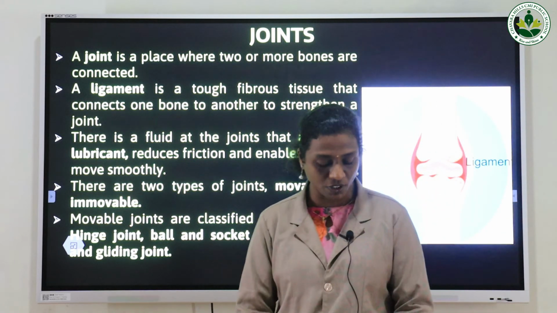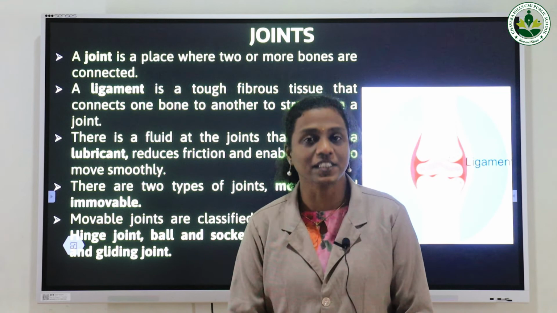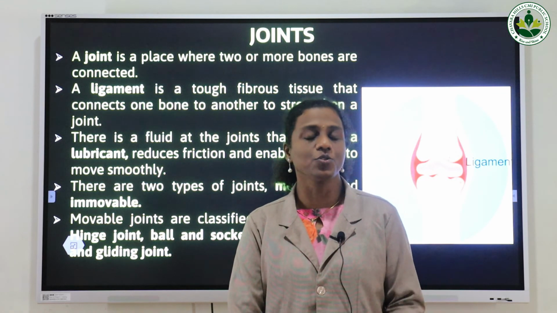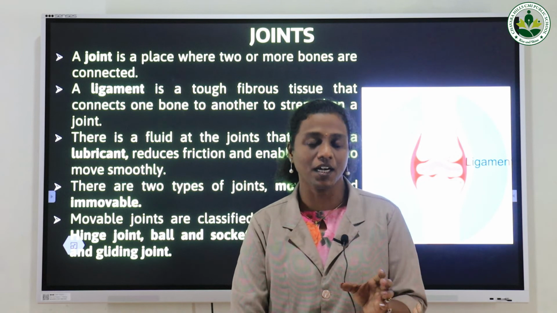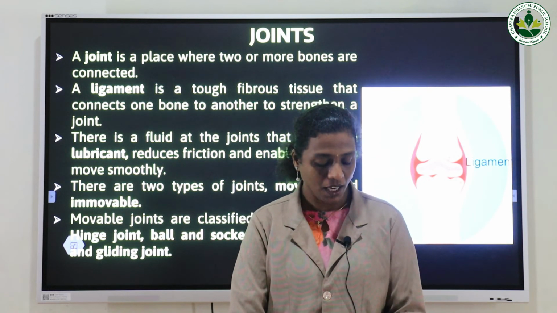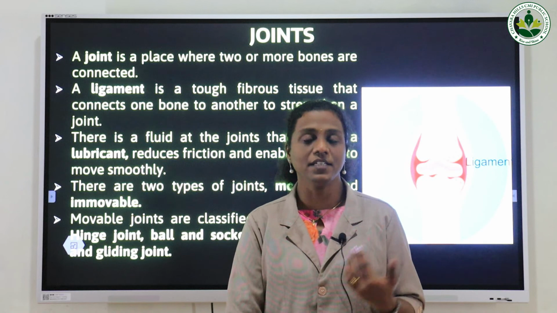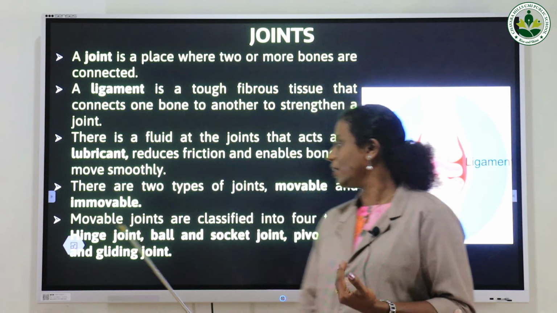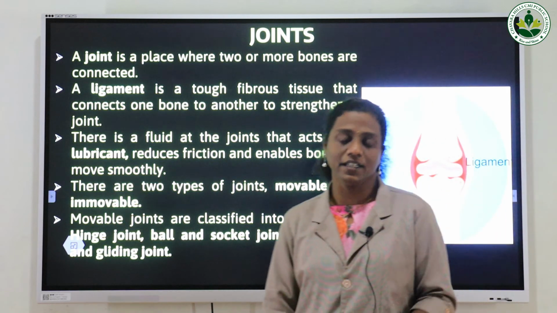Then next is pivot joint. Pivot joint is also a flexible joint, and it is present between the skull and the first two vertebrae of our spine. Skull and the first two vertebrae. And it helps us move our head sideways. The sideways movement of our head is due to which joint? Pivot joint.